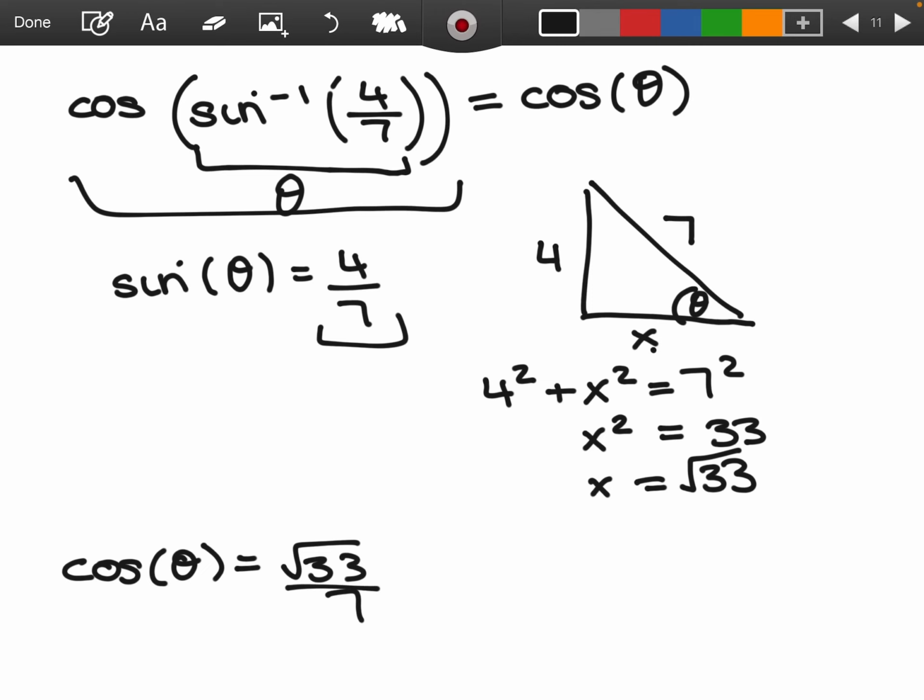So what you do here is you set the inside of this function, sine inverse 4/7, equal to some angle. Then you use the right angle trigonometry to draw out that triangle and find the other side, and then you can find cosine of theta. You've set that inside equal to theta, so you can then find cosine of theta. We'll do one more of these.